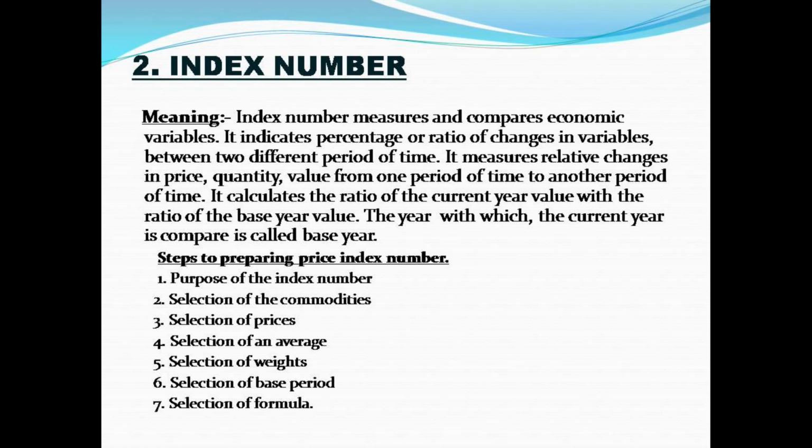Next, selection of weights. While constructing an index number, due weightage or importance should be given to the various commodities. Commodities which are more important in the consumption of consumers should be given higher weightage than other commodities. The weights are determined with reference to the relative amount of income spent on commodities by consumers. Weights may be given in terms of value or quantity.